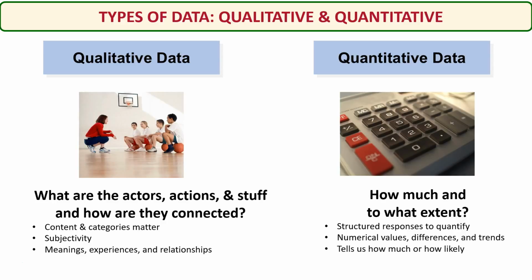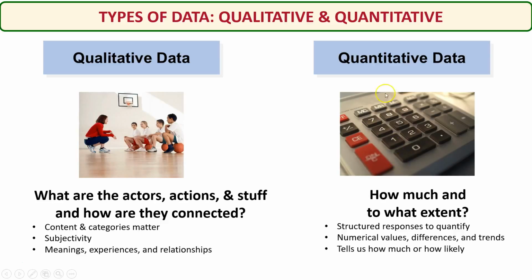For qualitative data, it's content and categories that matter. These let you see what types of actions tend to occur together and what patterns of doings or sayings emerged. We're looking toward meanings, experiences, and relationships. By its nature, it's pretty subjective. But that's not a bad thing, because that is our world. A lot of it is our wisdom.